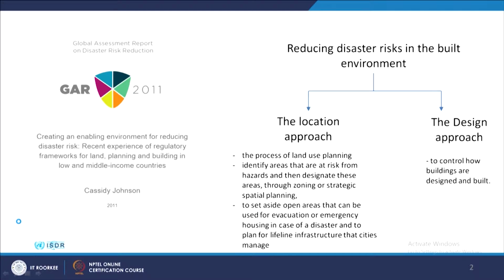The second is the zoning aspect. We designate these areas through zoning or strategic spatial planning. The moment you zone them as high risk, low risk or moderate risk, you see the possibilities, opportunities and threats within them. This is where we develop a strategic spatial planning process. Here we need to set out some open areas that could be used for evacuation or emergency housing in case of disaster, and plan for the lifeline infrastructure that cities manage.